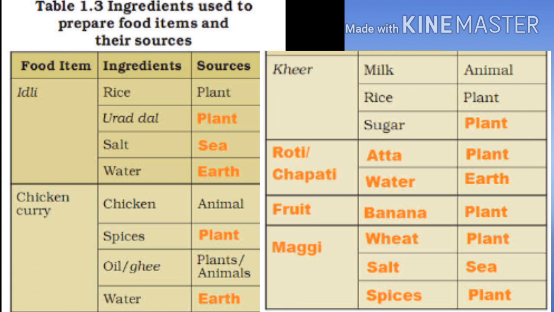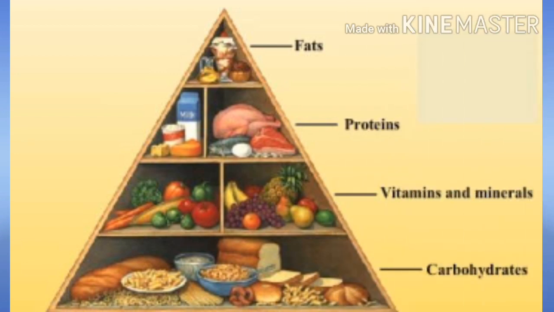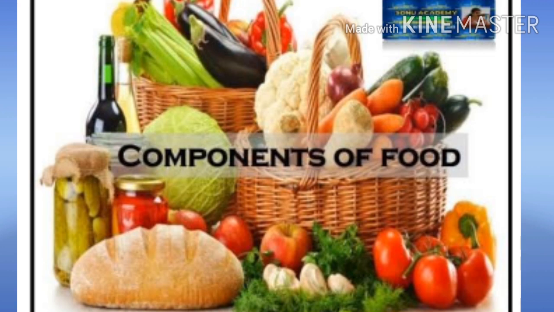Children, the ingredients used to prepare the food items contain some components. These components are very important and they are essential for our body. I already mentioned these components in chapter 1. In this chapter, let us learn more about it. So, our second chapter is components of food.